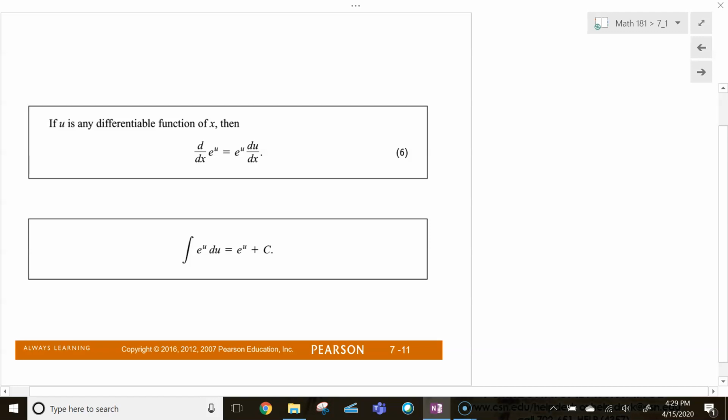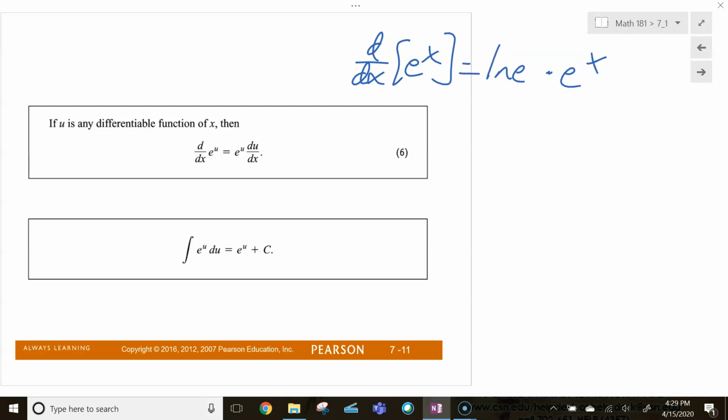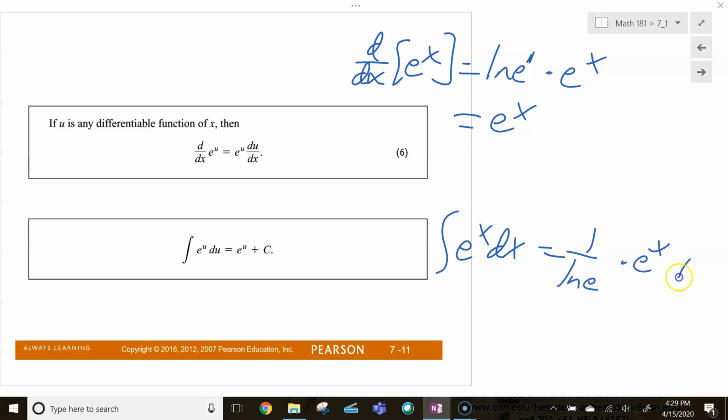Of course, e to the u is just an application of e to the x. So if we're taking the derivative of e to the x, we get the ln of e times e to the x. Well, the ln of e is just 1, right? They undo each other, so e to the x. The integral of e to the x is 1 over ln of e times e to the x. Again, just an application of the rule we just followed. ln of e is just 1, so you've got 1 over 1 right here. So we just get e to the x plus our constant.